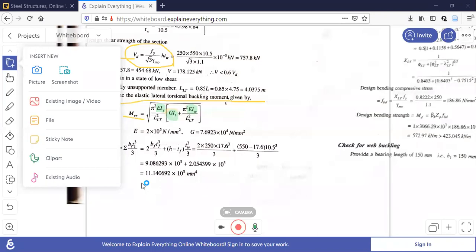Now the next page was this: FBD equals chi LT Fy by gamma M0. I am trying to tell you this one. Chi LT calculation has to be done first. That is all. That formula is already given to you, but even then I'm trying to come back to this. The reason is, observe this one.